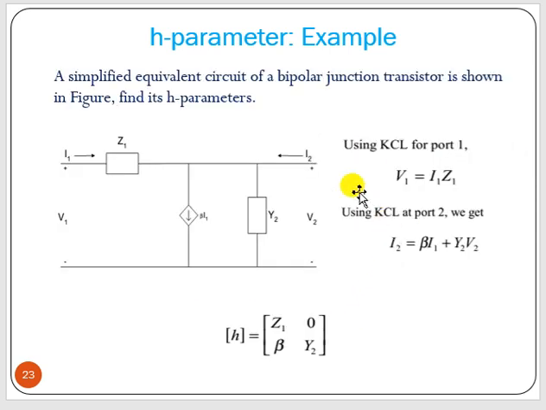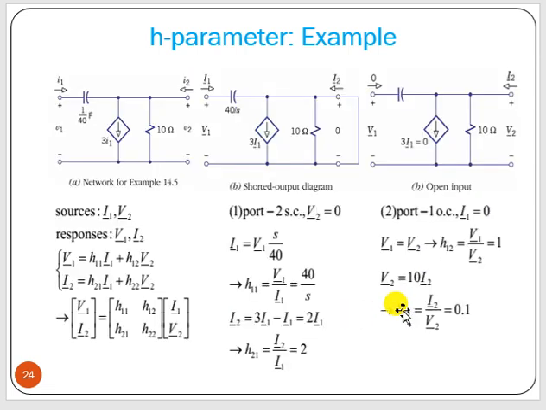Now H parameter of a BJT, so say this is Z1, beta I1 and Y2. Now here what we can write, that V1 equal to I1 Z1, okay, and I2 equal to summation of these two currents, beta I1 plus Y2 V2. So we can find out H parameter value directly. Here it is plus, nothing is there, so it is 0. The same problem that we did for this Y parameter, we can solve it by H parameter also.